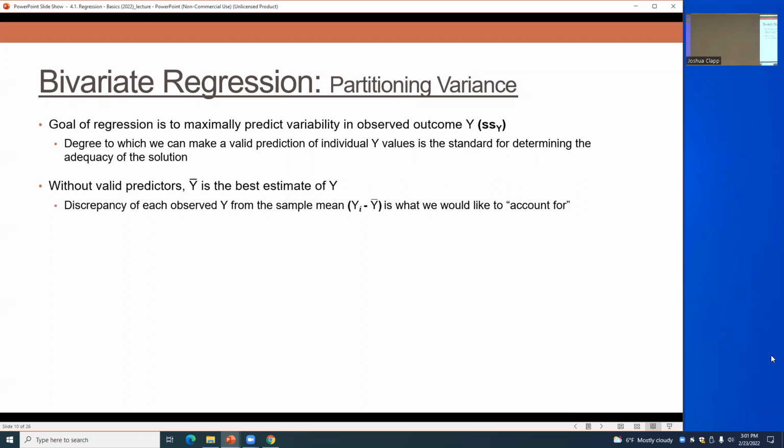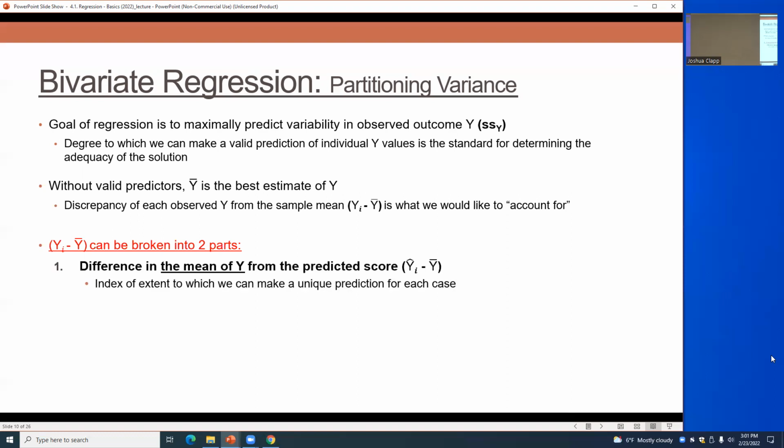What we're trying to do with this model is, if I look at the discrepancy between my observed value and the mean value, which is what I'm guessing in the absence of any other information, this is what I would like to account for. Why are people not right exactly at the mean? What are the things that are pushing people above or below that mean in terms of their score? So this deviation, the difference between my observed value and my mean, we can break into a couple of different parts.